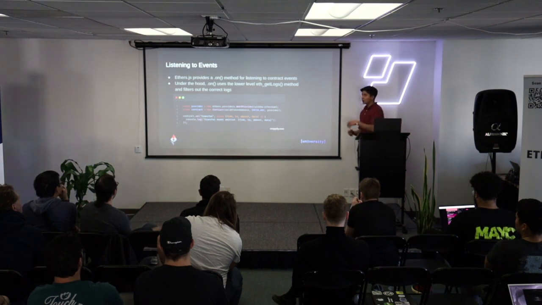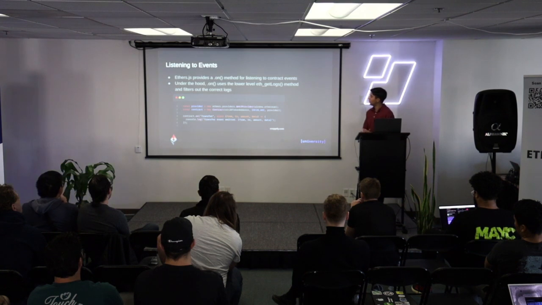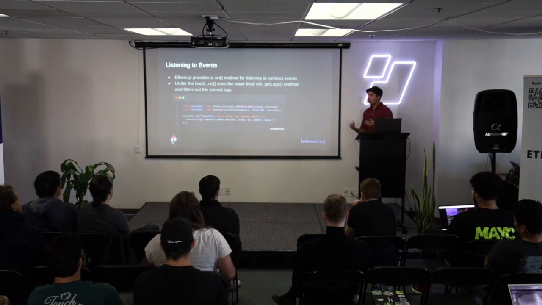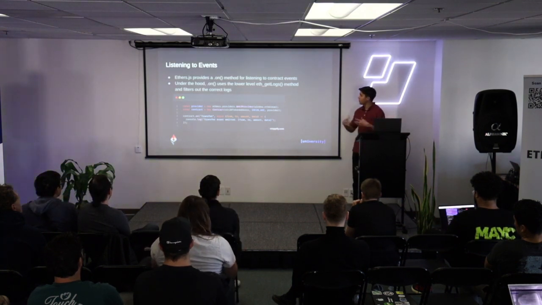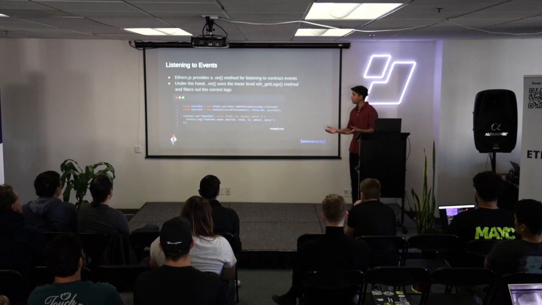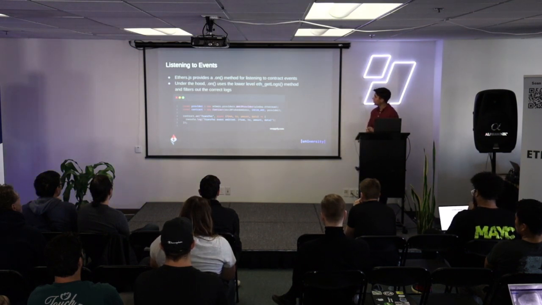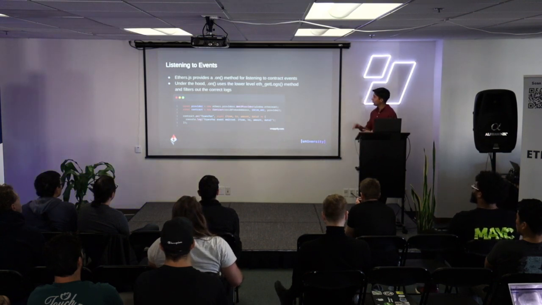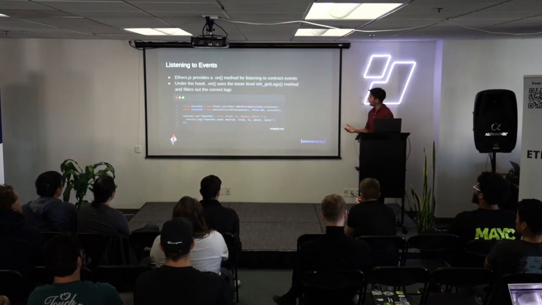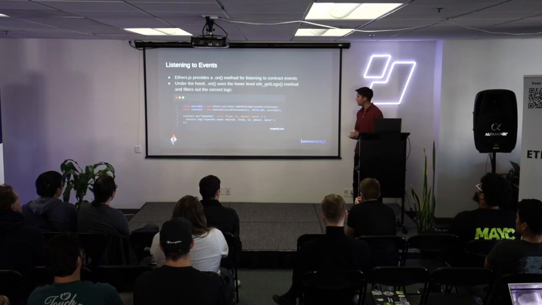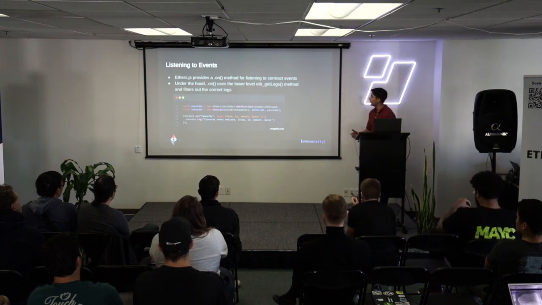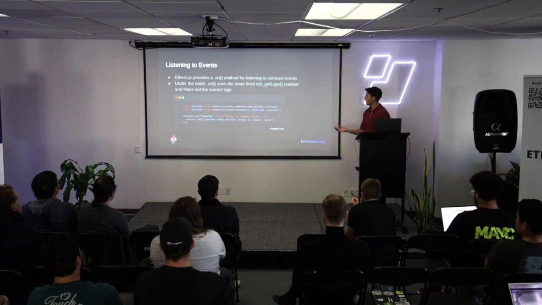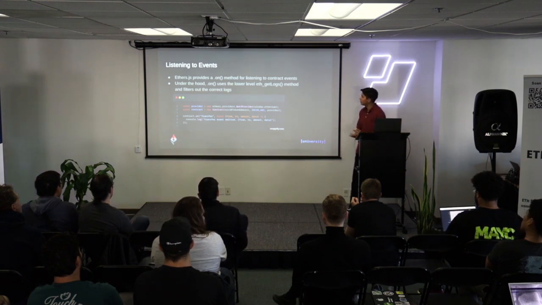Gotcha. So now this is kind of like what Toby was talking about, where the functionality of events is that you want other applications to be able to listen to the data that is being sent out from your smart contracts. One of the ways you can do this is using ethers.js. Ethers.js provides a .on method for listening to contract events and then performing some sort of action once that condition is met, or once the event is emitted.